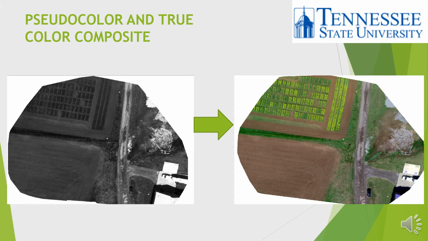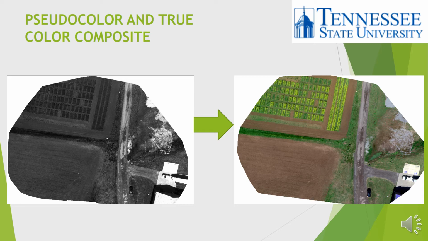This particular slide shows you a pseudo color and a true color composite image. The left hand side is a pseudo color image, and the right hand side is a true color composite image. So what are true colors and what are pseudo color images? True color images are when the images are captured by the drone, they contain spectral information about the crops, which is how the crops interact with sunlight during periods of drone capturing.